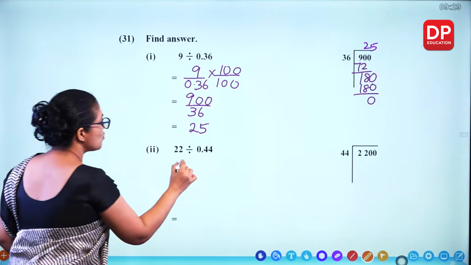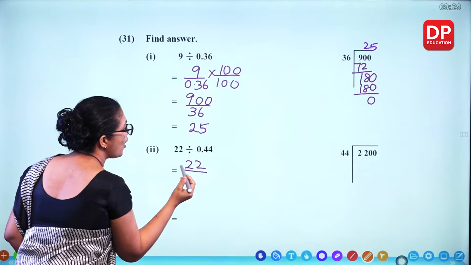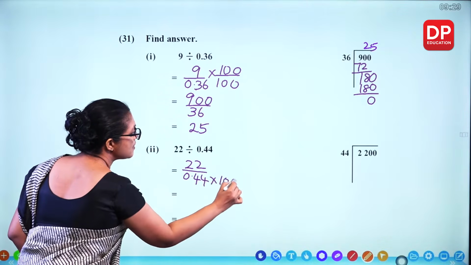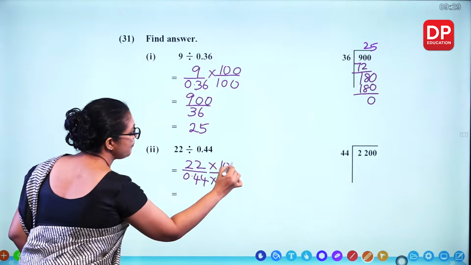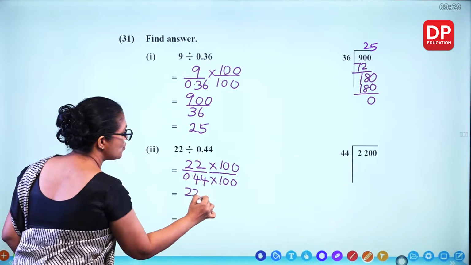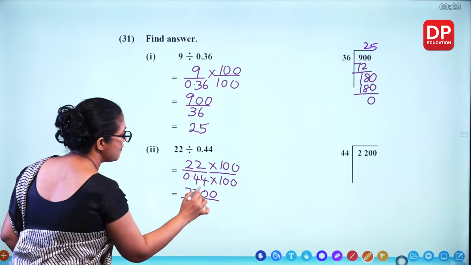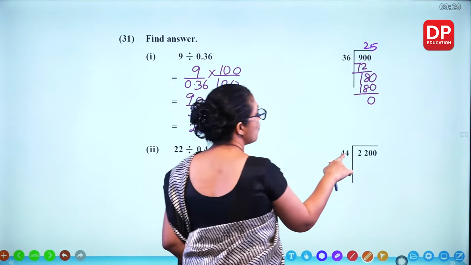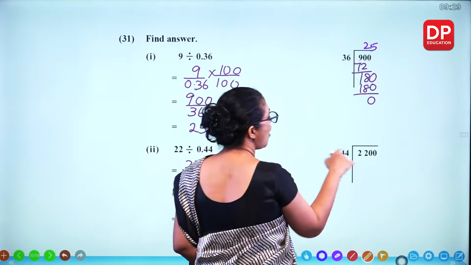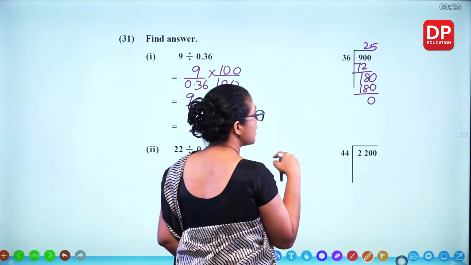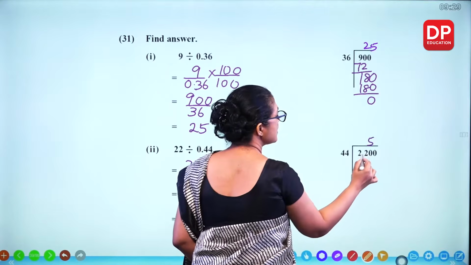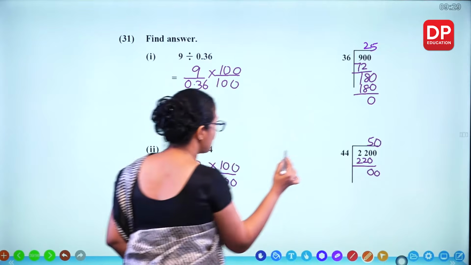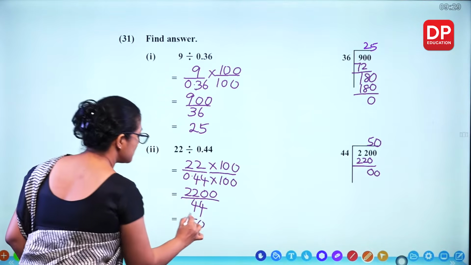This one, 22 divided by 0.44, means multiply by 100 to get rid of the decimal point. You get 2200. 2200 divided by 44. Now do the long division. 44 is there. How many 44s? When you take 5, you get 220. So that means 50 is the answer.